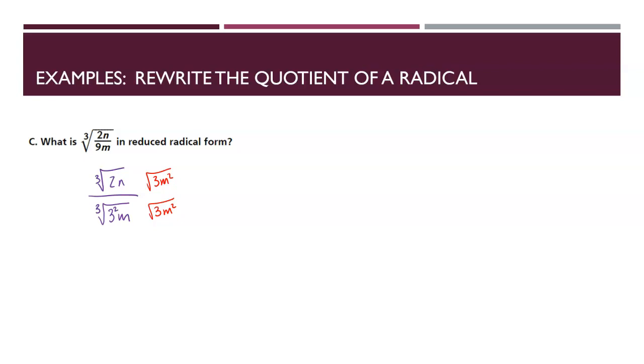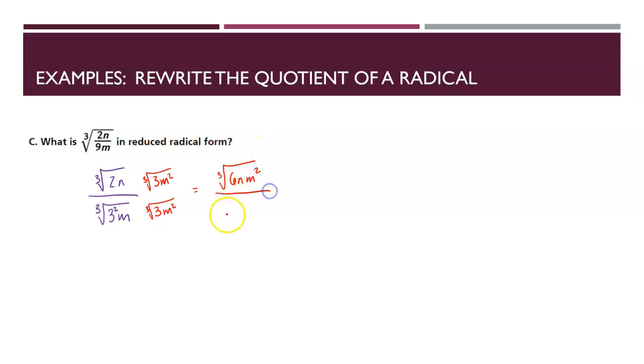So what am I missing? Well, I need one more 3 and I need 2 more m's. So we're going to multiply the top and bottom, forgot my cubed root, we're going to multiply the top and bottom by the cubed root of 3m squared. Because then by doing that, in the numerator we'd have the cubed root, doesn't matter what order you put those in, but we'd have 6, because 3 times 2 would be 6, and then we'd have n times m squared.